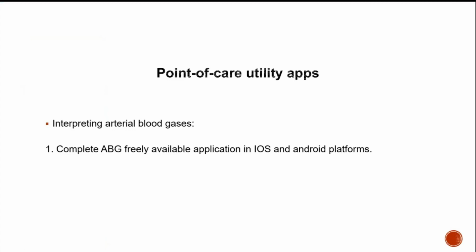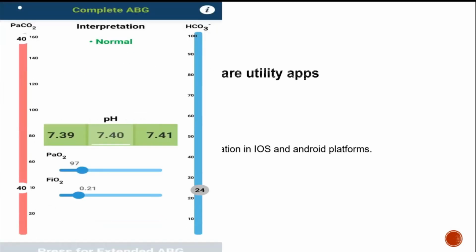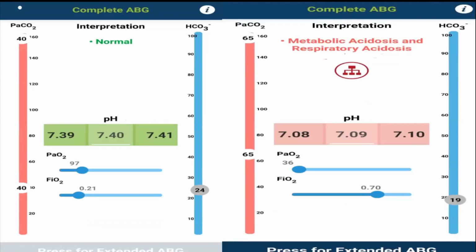Then for the interpretation of arterial blood gases, we have a complete ABG app, which is for both iOS and Android platforms. And this is again an Indian app. So this is the app with the interpretation. We fill in the pH, PaO2, FiO2, PaCO2 and bicarb, and it is going to show us whether it's a metabolic acidosis or a respiratory acidosis.